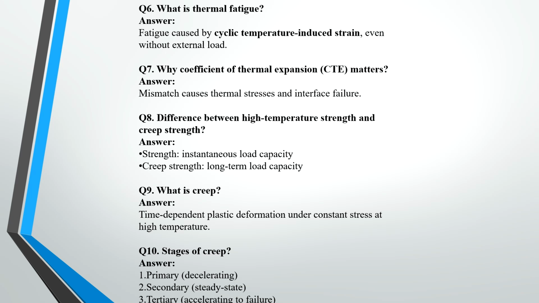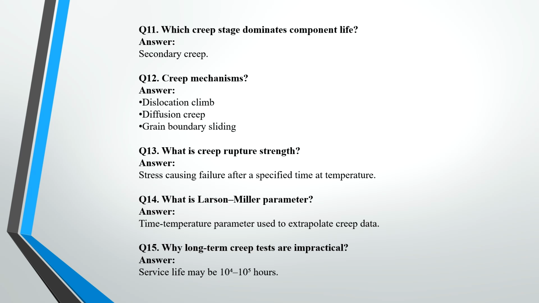What is creep? Creep is time-dependent plastic deformation under constant stress at high temperature. There are different stages of creep: primary creep, secondary creep, and tertiary creep. Primary is called deceleration, secondary is called steady state creep, and tertiary is the acceleration, accelerating to failure. So which creep stage dominates the component life? The secondary creep is the most important one we consider for component life design.